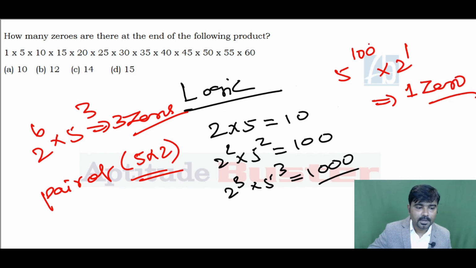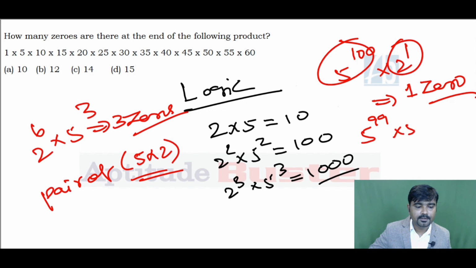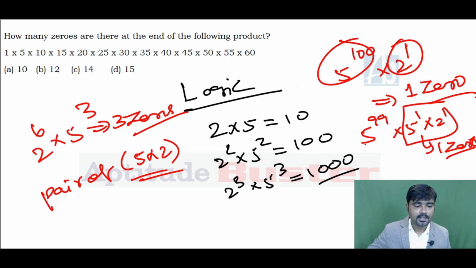Right? Here the number of 5s are more than the number of 2s. Here 5 power 99 into 5 power 1 into 2 power 1. This only gives 1 zero. Here 5 power 99 won't give you any 0. It's a simple logic. Using this logic, you can find out the answer for this question.